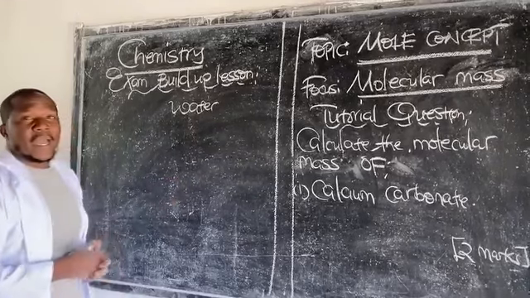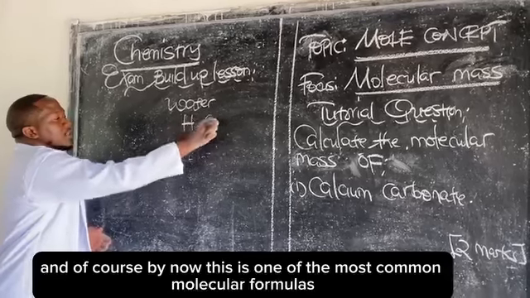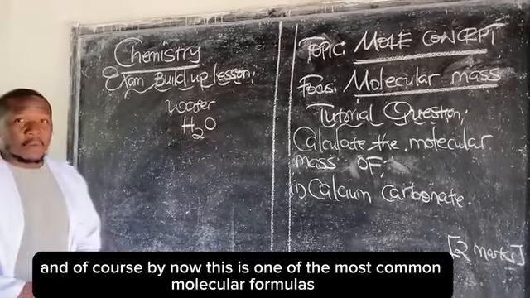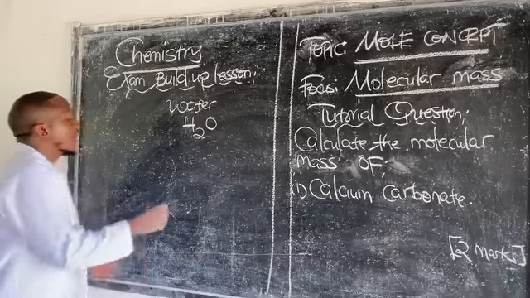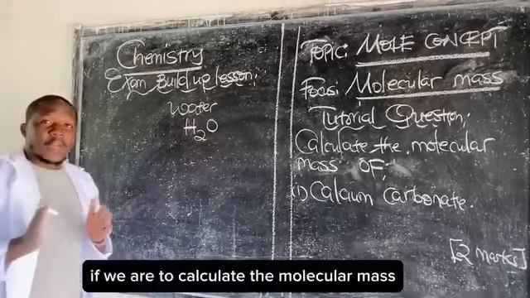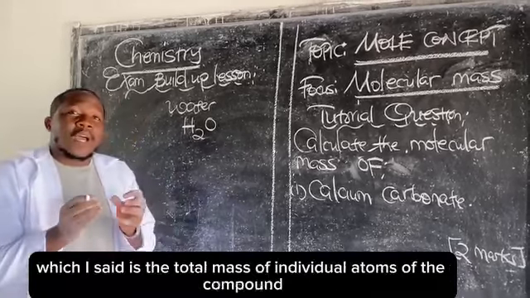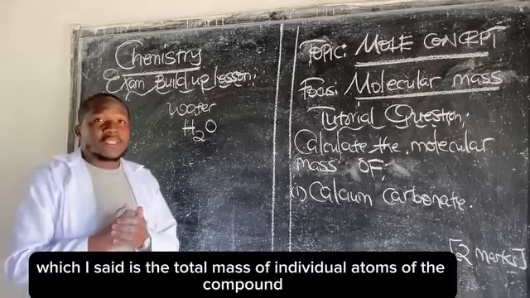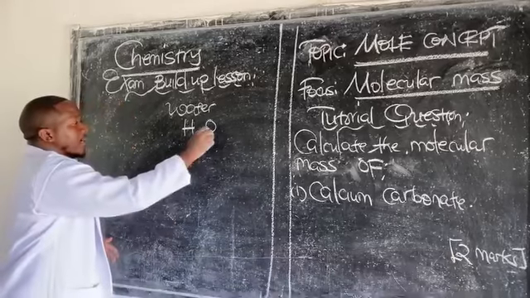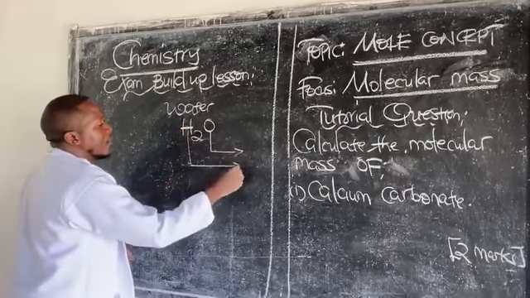Water is made of hydrogen as well as oxygen. And of course, by now, this is one of the most common molecular formulas. So here, we have H2O. If we are to calculate the molecular mass, which I said is the total mass of individual atoms of the compound that has been given, here we have oxygen, which we are going to calculate, and here we have hydrogen.